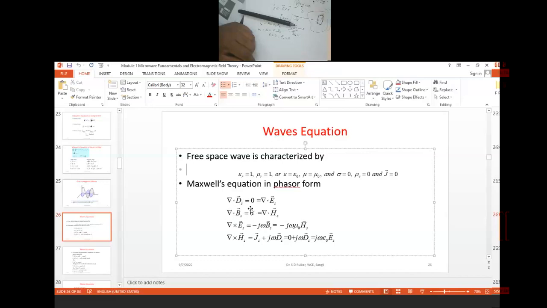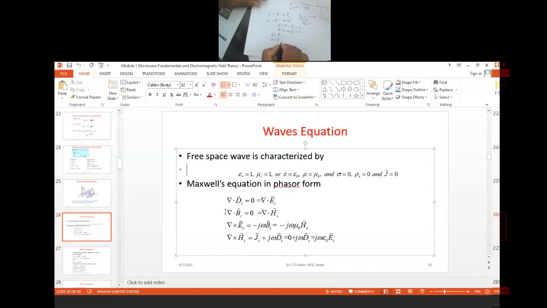These are the two Gauss equations in Maxwell's equations, in terms of the electric field and in terms of the magnetic field. Now these two terms are zero, that is, del dot D is equal to zero and del dot B is equal to zero. So only the terms del cross E and del cross H remain. So these are the only two terms we have.